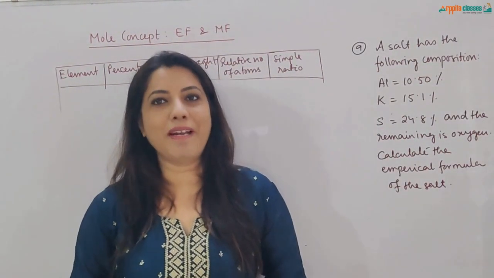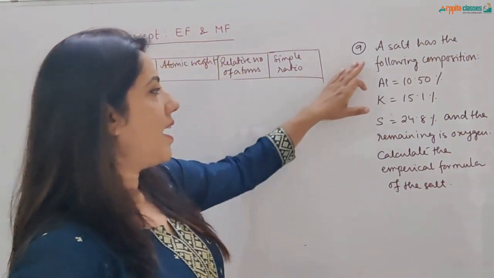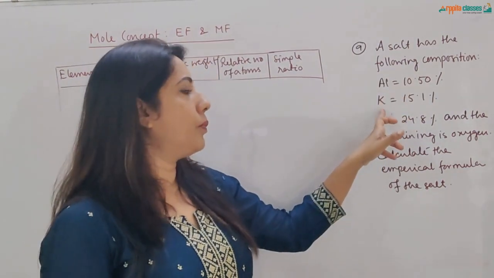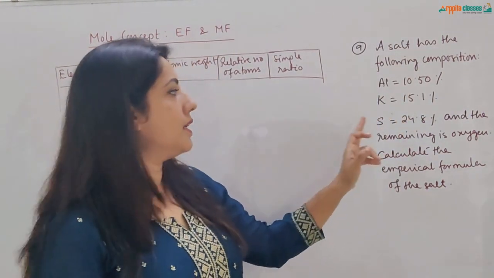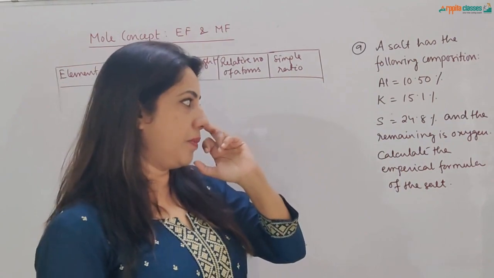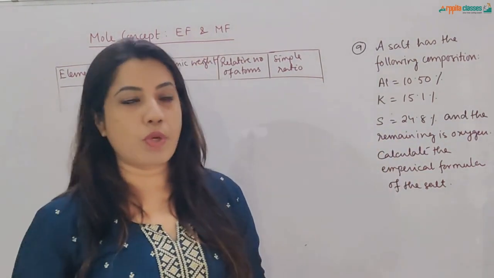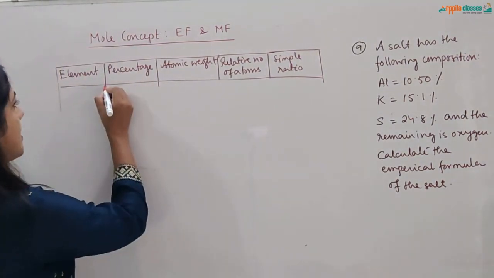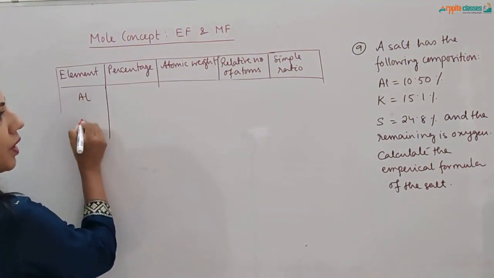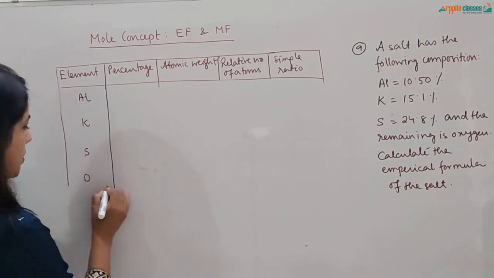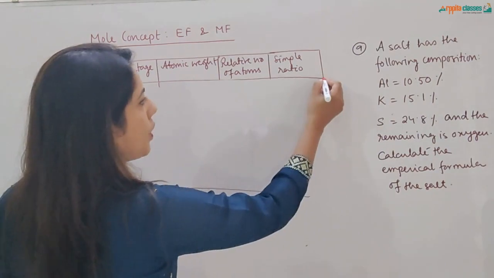We have reached question number 9, and question number 9 says a salt has the following composition: aluminium is 10.50, potassium is 15.1, sulfur is 24.8%, and the remaining is oxygen. Calculate the empirical formula of the salt. So there are 3 elements given, aluminium, potassium, sulfur, and they are saying the remaining is oxygen. So we'll find out how much is the percentage for oxygen.